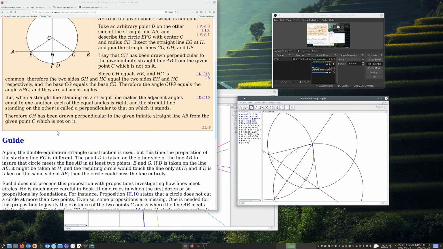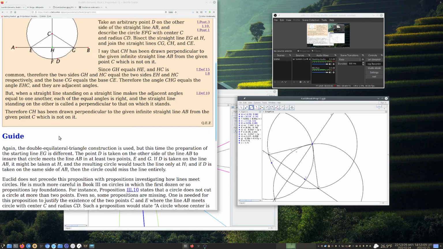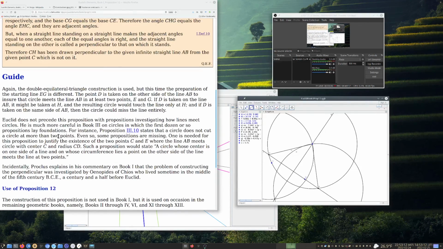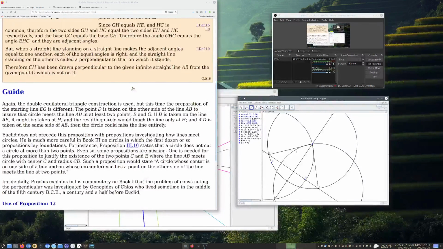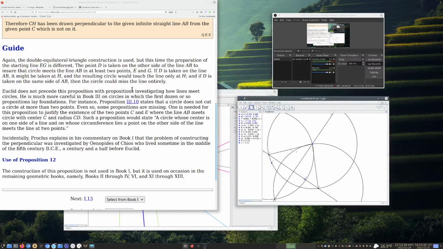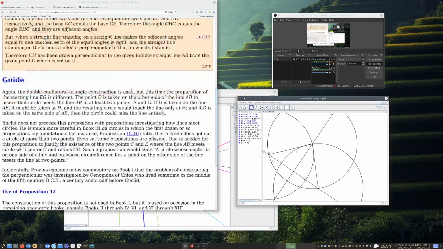Euclid does not precede this proposition with propositions investigating how lines meet circles. He's much more careful in Book 3 on circles, in which the first dozen or so propositions lay foundations. For instance, Proposition 3.10 states that a circle does not cut a circle at any more than 2 points. Even so, some propositions are missing. One is needed for this proposition to justify the existence of the 2 points, which I think he means E and G.